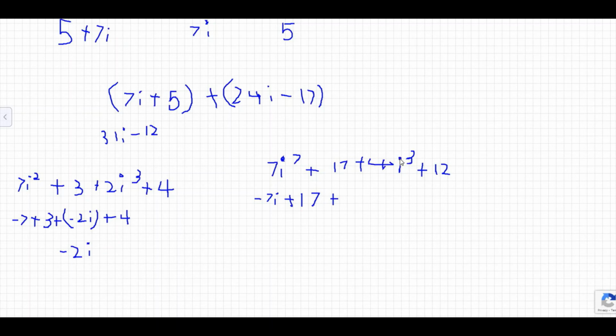So that would be negative 4i. And now plus 12. Now let's equate this out. 12 plus 17 is 29. And then negative 7i minus 4i is negative 11i.